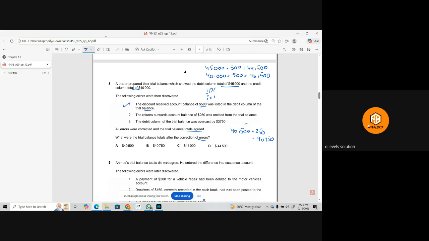Error 3. The debit column of the trial balance was overcast by 3,750. We need to decrease the debit side, so the credit will increase. Then the debit column of the trial balance was overcast by 3,750. What will we do in that case? We will decrease the debit.